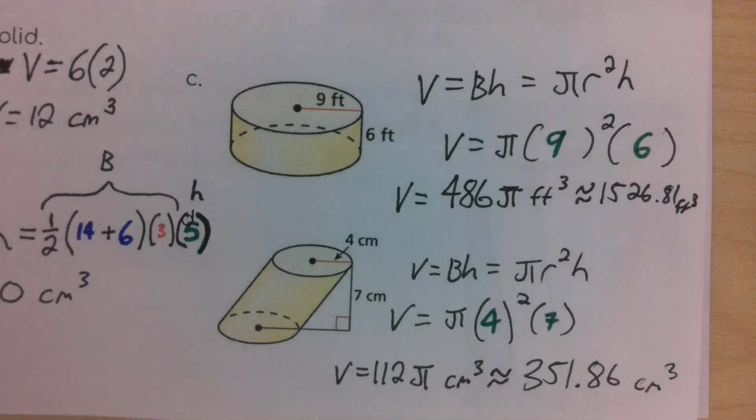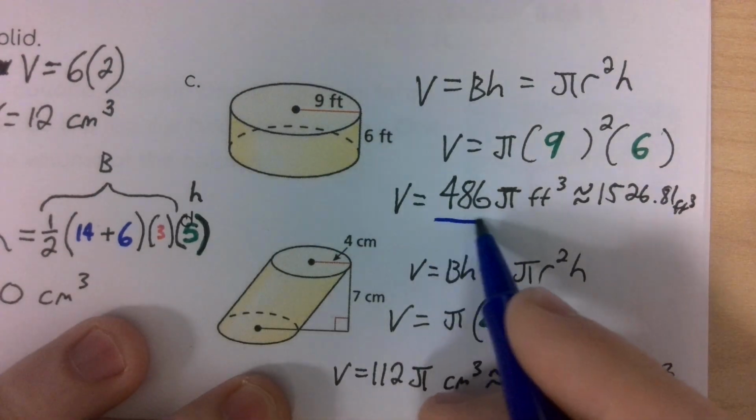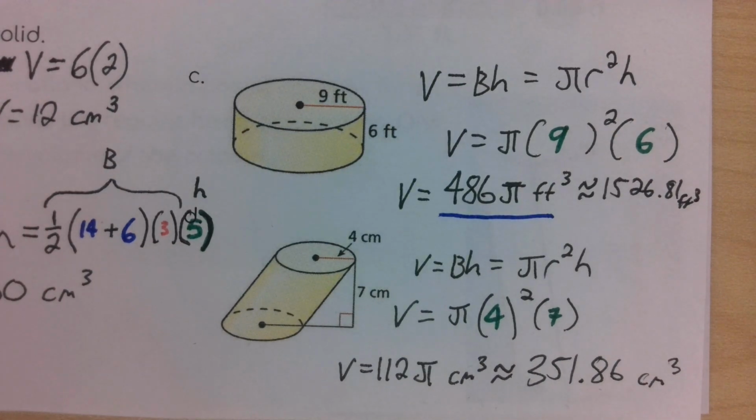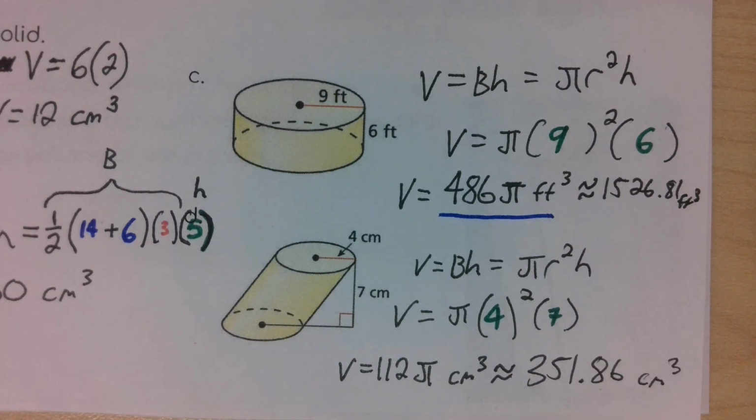As we can see here, a lot of my answers I wrote down in terms of pi, like 486 pi feet cubed. This is pretty standard when you're working with circles. You don't need to, you could always just write it as a decimal, but it makes the calculations a lot easier and a lot neater if you don't have decimals to worry about. With that said, if you have questions about these, let me know.